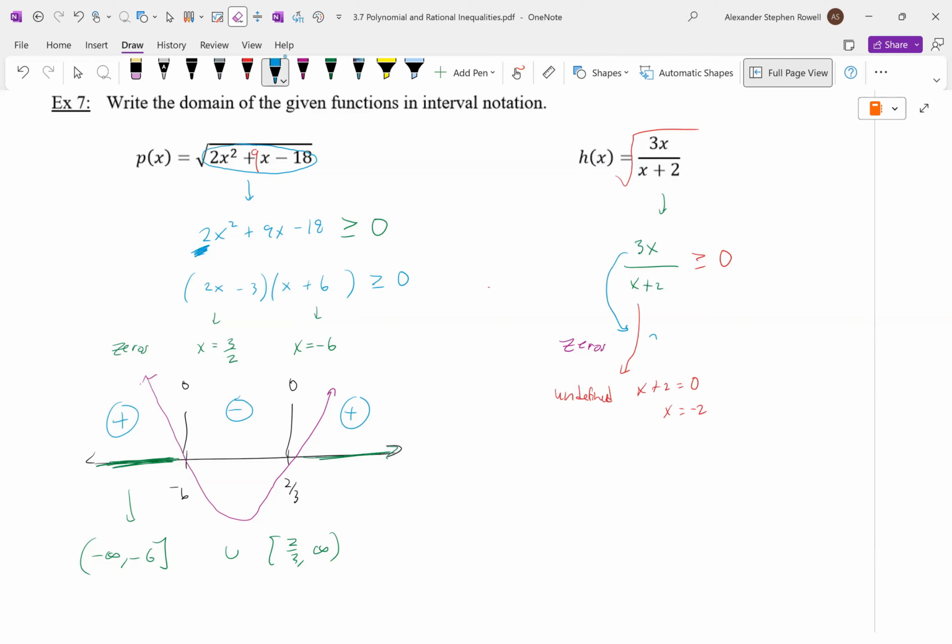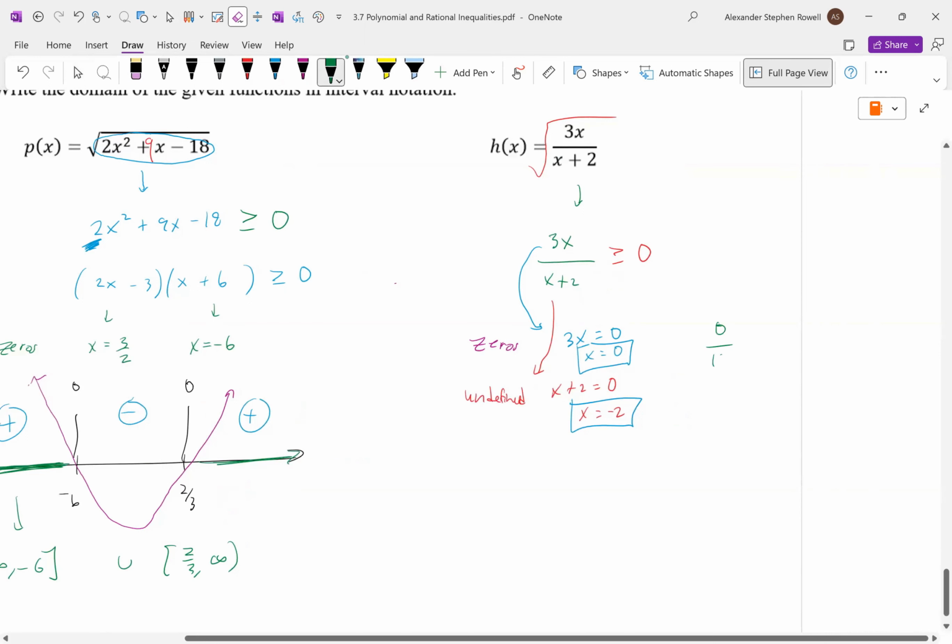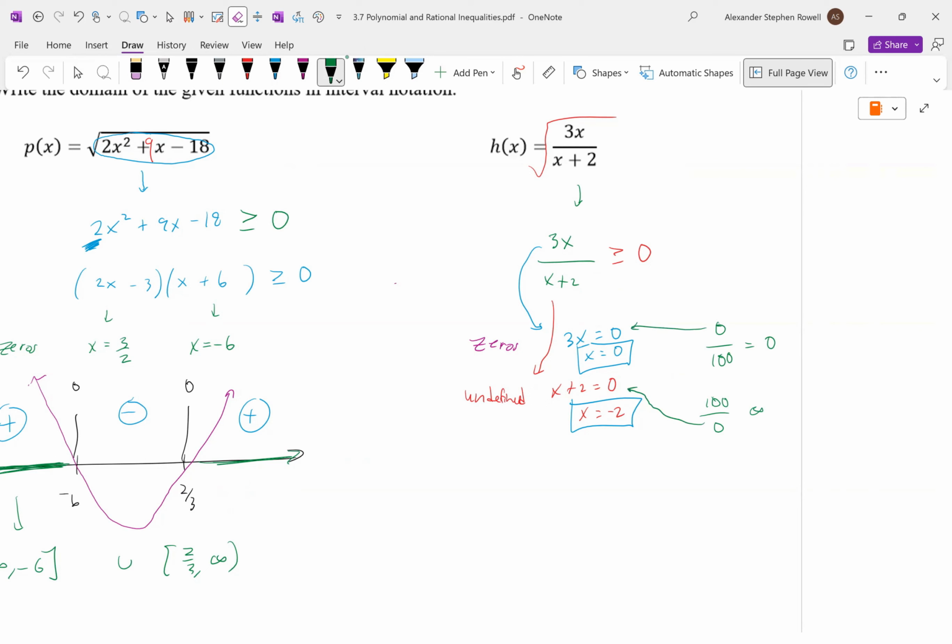What are the zeros? When 3x is equal to 0, the numerator. 0 over anything is 0. Anything over 0 is undefined. So we have 0 and -2. Has that registered? 0 over anything is 0. How many times does 100 go into 0? 0 times, right? How many times does 0 go into 100? Infinite times, which is undefined because infinity is not a number. Denominator 0, numerator 0. Definitely want that to sink in.